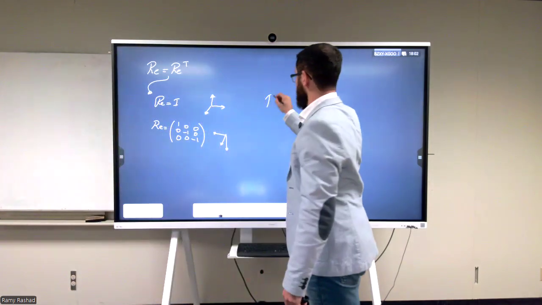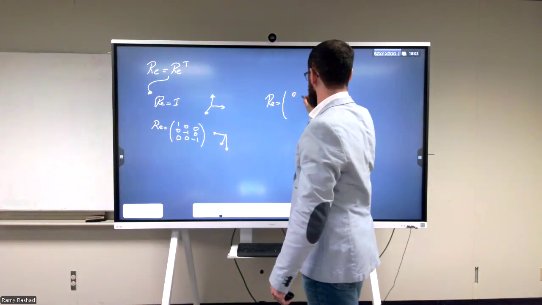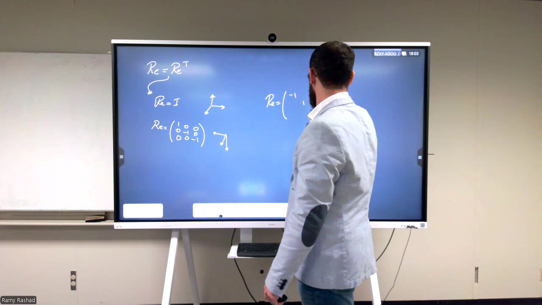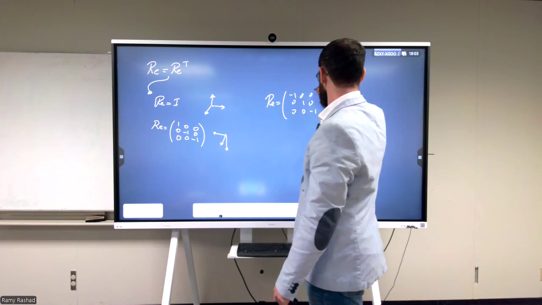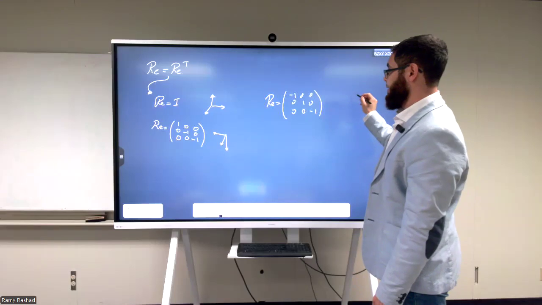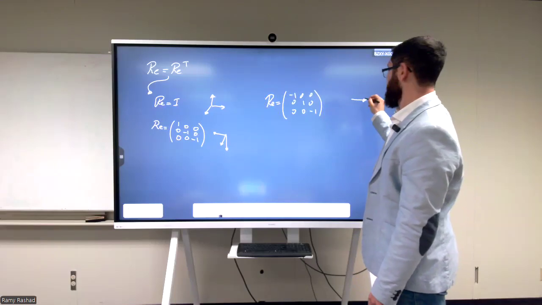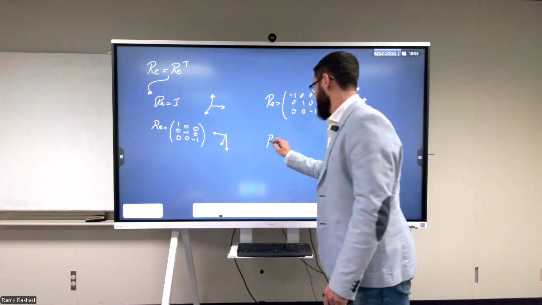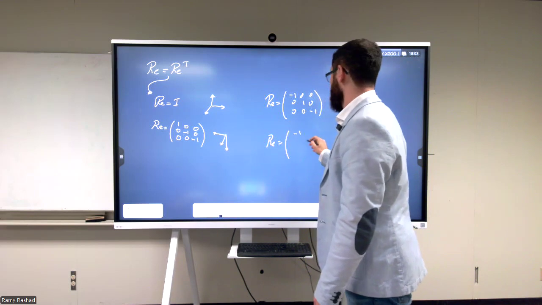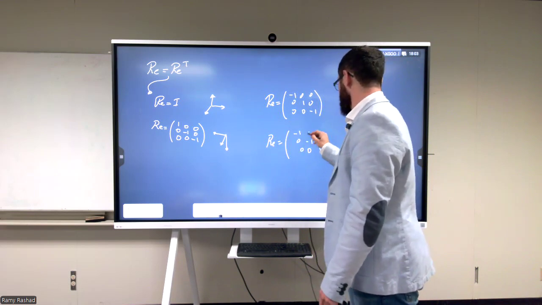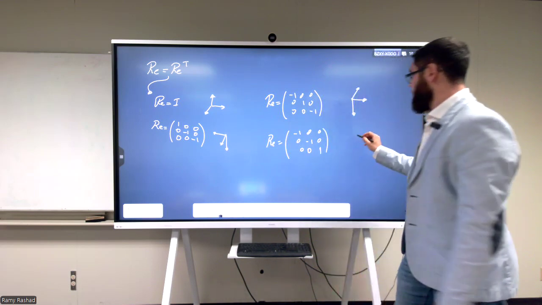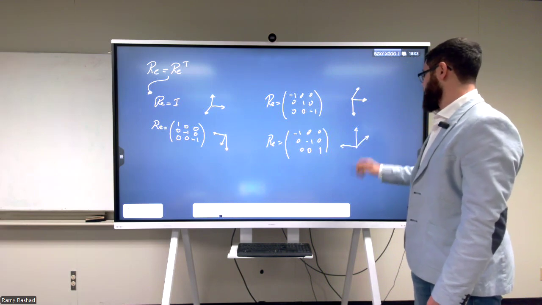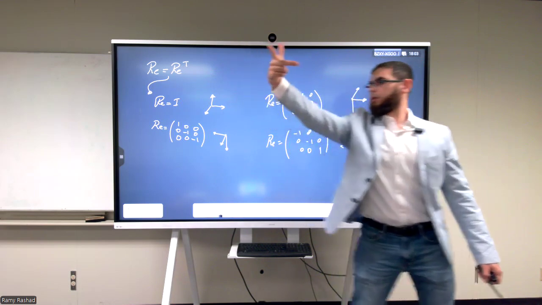And the third one looks like this. R_E is equal to 0, minus 1, 1, minus 1. And this one looks like, so the Y is in the same direction, the X is negative, and the Z is negative. And the last one is equal to minus 1, minus 1, 1. And we have that the Z is in the same direction, and the Y and the X are inverted.